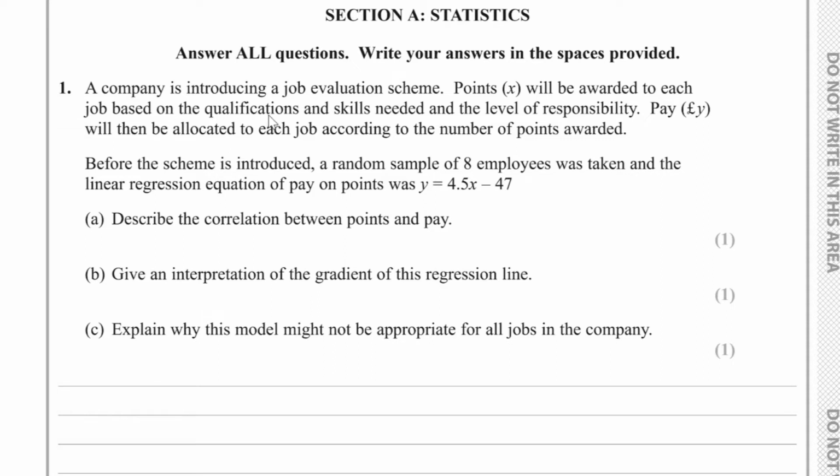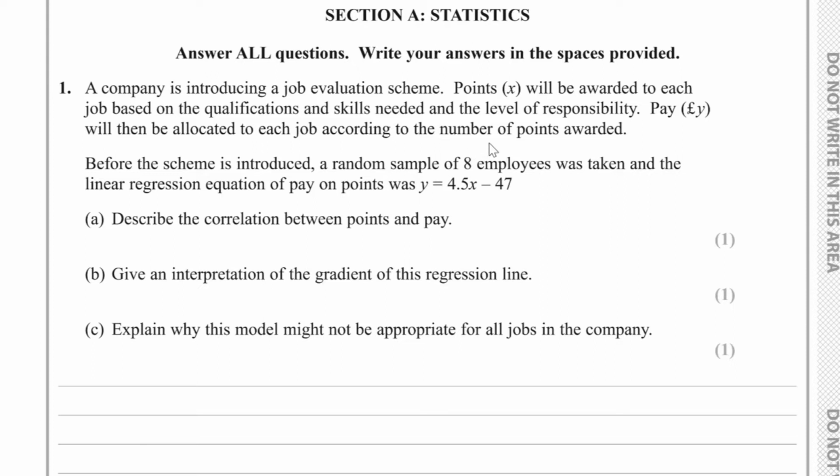Question number 1. A company is introducing a job evaluation scheme. Points X will be awarded to each job based on the qualifications and skills needed, and the level of responsibility. Pay, Y pounds, will then be allocated to each job according to the number of points awarded. Before the scheme is introduced, a random sample of 8 employees was taken, and the linear regression equation of pay on points was y = 4.5x - 47. For part A we have to describe the correlation between points and pay.